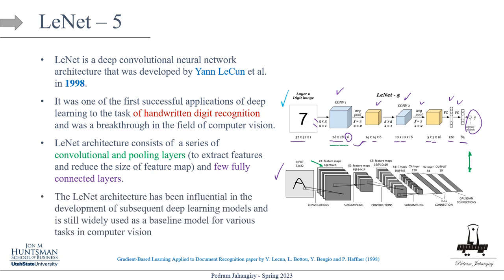Okay, then just remember this architecture has been very influential in the development of the successive models, right? Of course, we're not going to use them as the state-of-the-art model as of today, but at the very least, it is still extensively used as a benchmark, right? So we can use LeNet-5 as the benchmark for our CNN architecture that we are putting together.